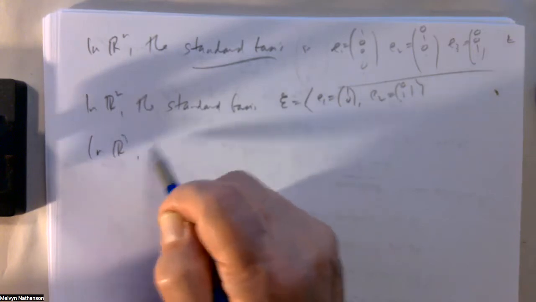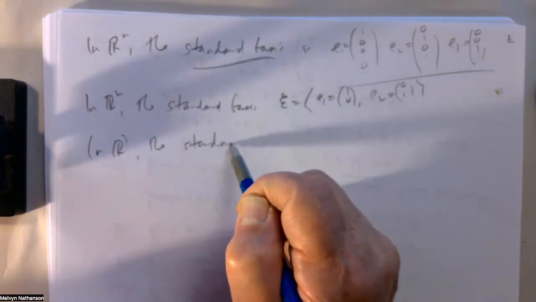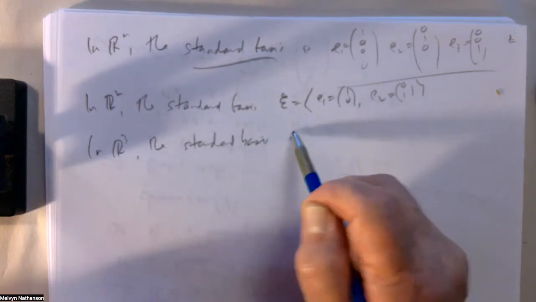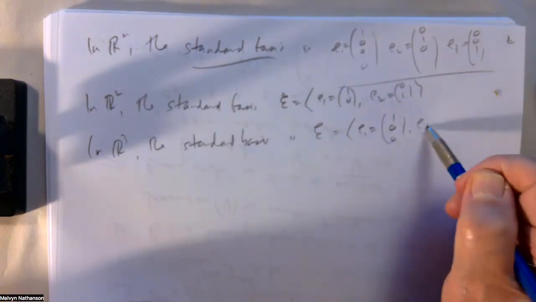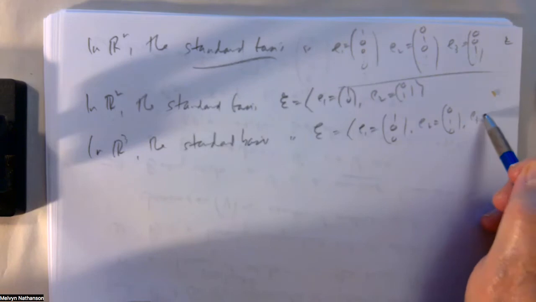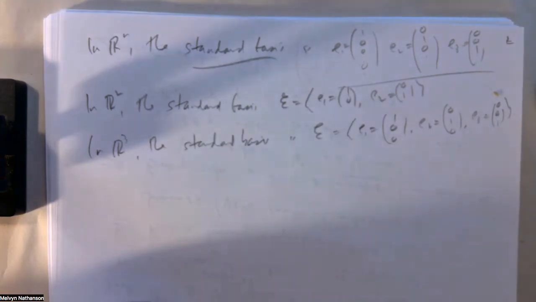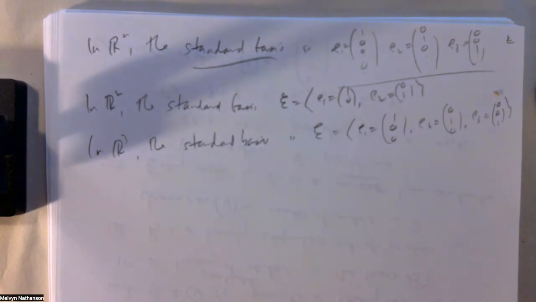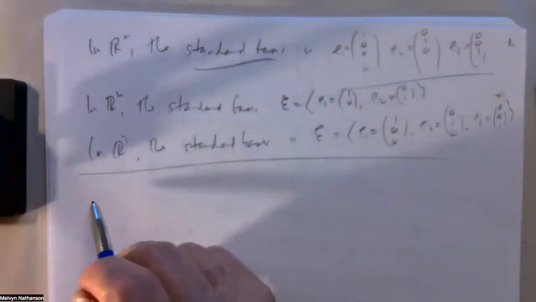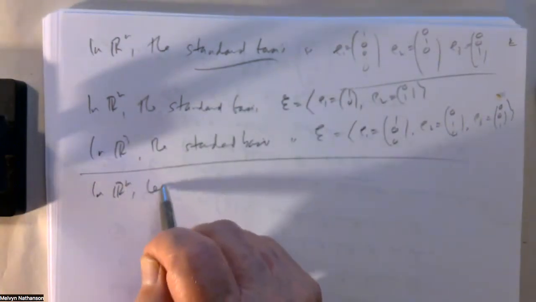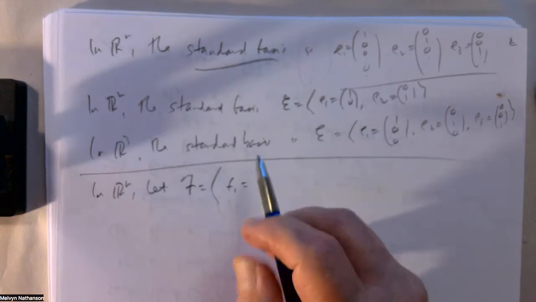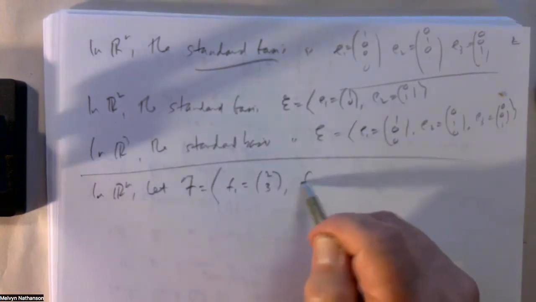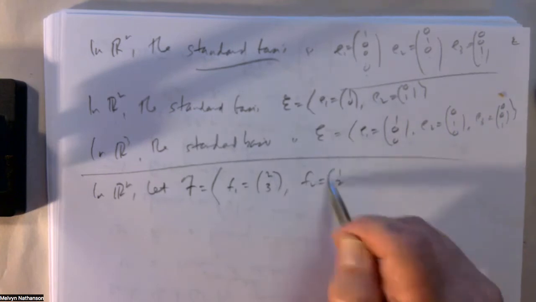In R3, the standard basis is e1 is 1, 0, 0. e2 is 0, 1, 0, and e3 is 0, 0, 1. So that's the standard basis in R2, and this is the standard basis in R3. But there are many other bases. For example, in R2, suppose we let F consist of the following two vectors. Say f1 is the vector 2, 3, and f2 is the vector 1, 2.